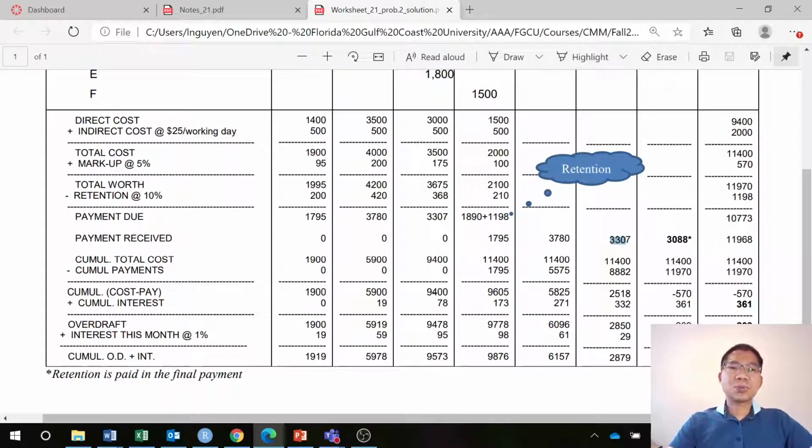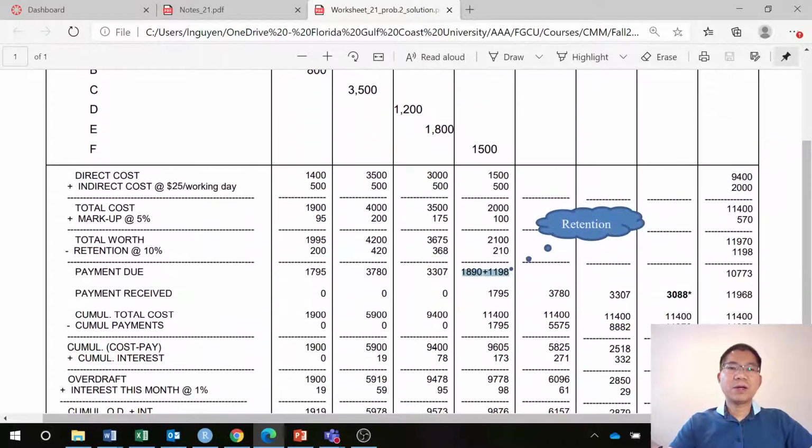And then the last work we have, the last month, month 4, we complete the work here, 1,890,000 due, and then we add whatever retention, for the final payment. And that is where you add retention in here, and with that we have 3,088,000. That's for the delay of 2 months. At month 7 you get 3,088,000. Add all of that, it equals 11,968,000.